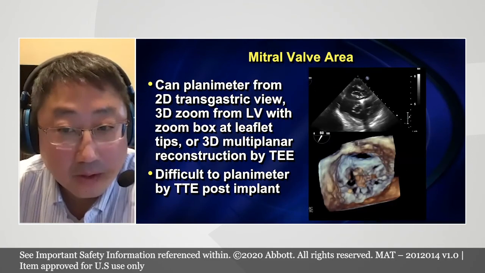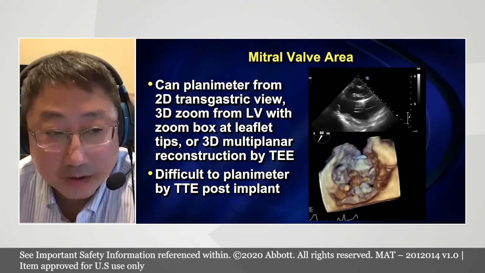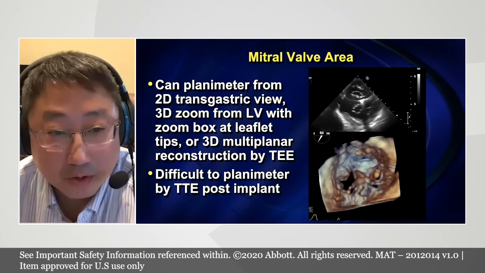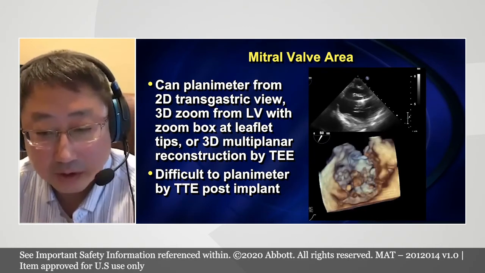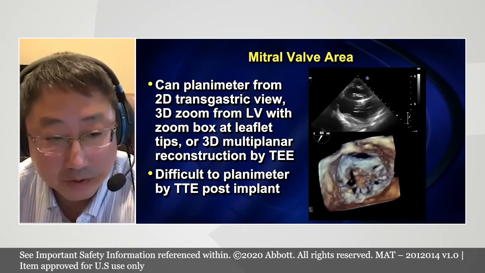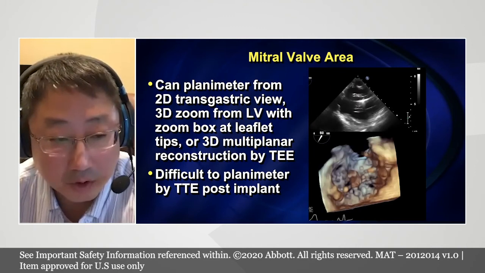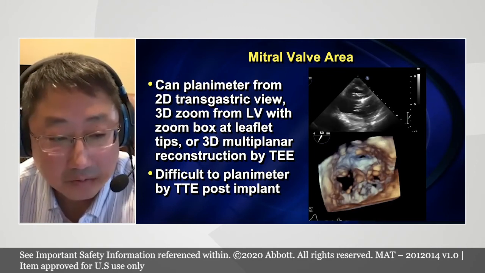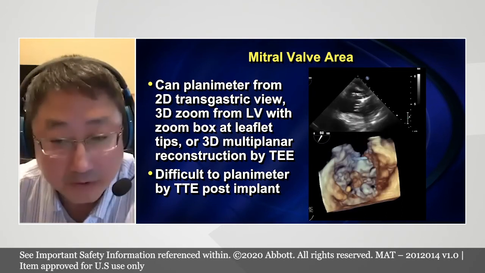The mitral valve area, we usually go more by the gradient, but you can measure the mitral valve area post-clip. You can planimeter from a 2D transgastric view. You can use the 3D zoom if the bottom of the zoom box is at the leaflet tips, or the most accurate would be using 3D multiplanar reconstruction. This is not so easy to do, obviously by transthoracic echo and follow-up.